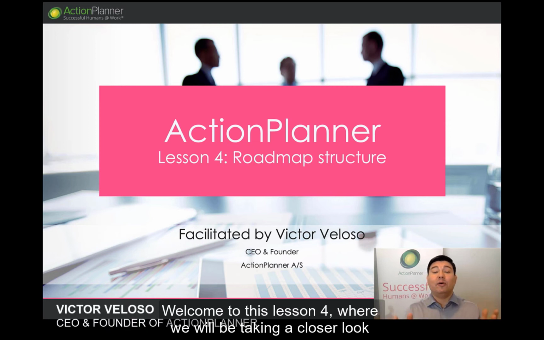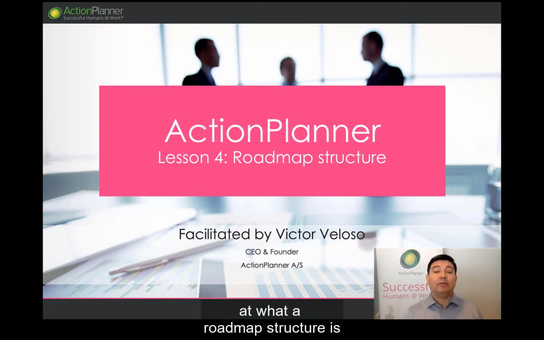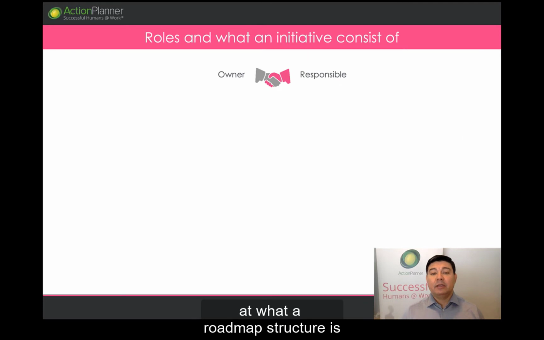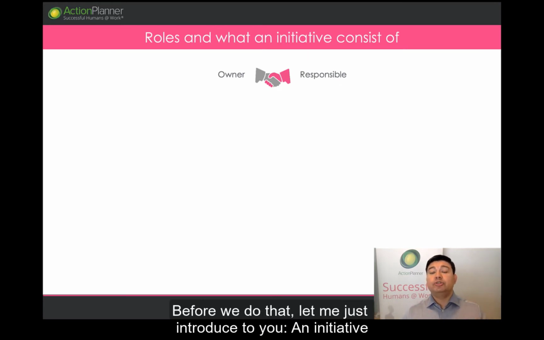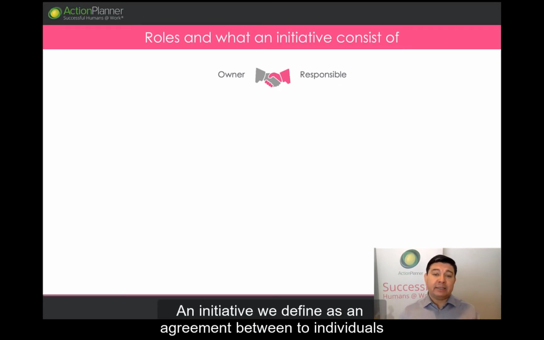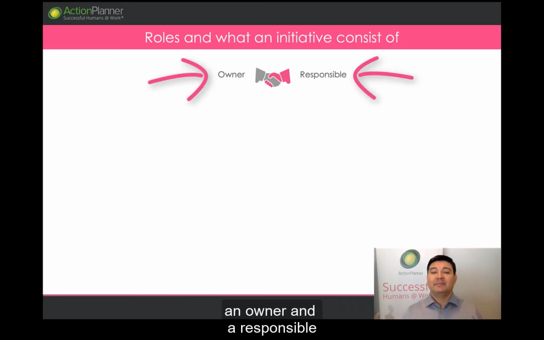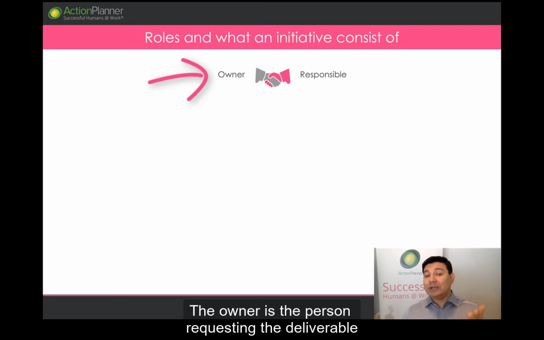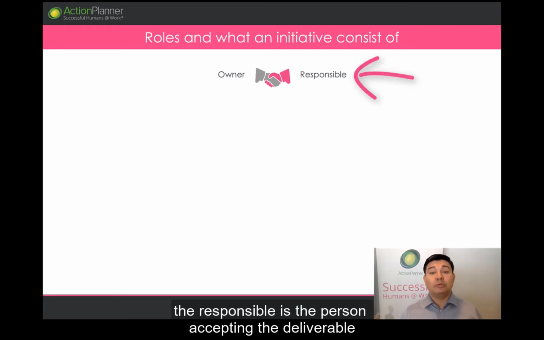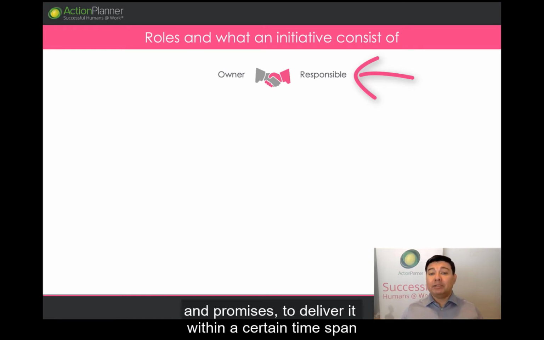Welcome to this lesson 4, where we're going to take a closer look at what a roadmap structure is. Before we do that, let me just introduce to you an initiative. An initiative we define as an agreement between two individuals, an owner and a responsible. The owner is the person requesting the deliverable. The responsible is the person accepting the deliverable and promises to deliver it within a certain time span.